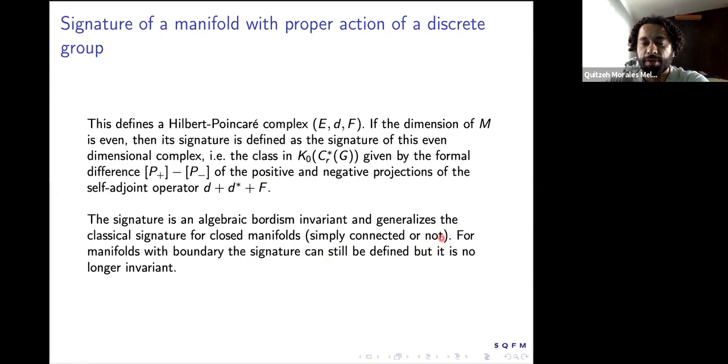The study of the signature and the bordism invariance used the equivalent theory for surgery, that was the rearrangement of Poincaré complexes. Now one can define the signature even if the manifold has boundary, but the signature is no longer invariant.